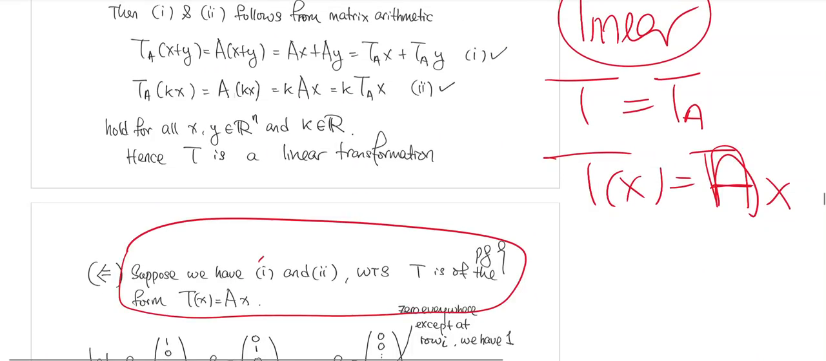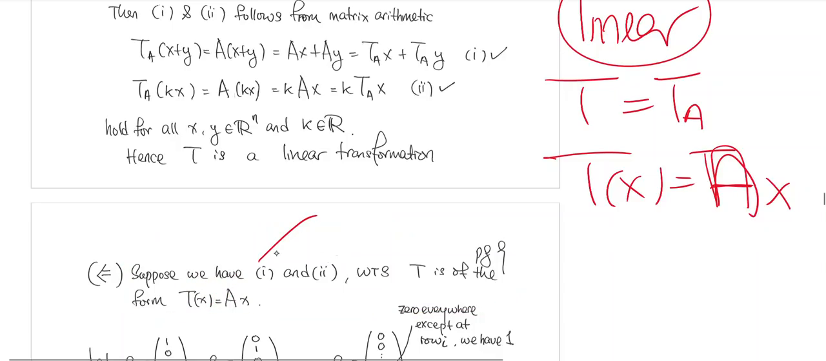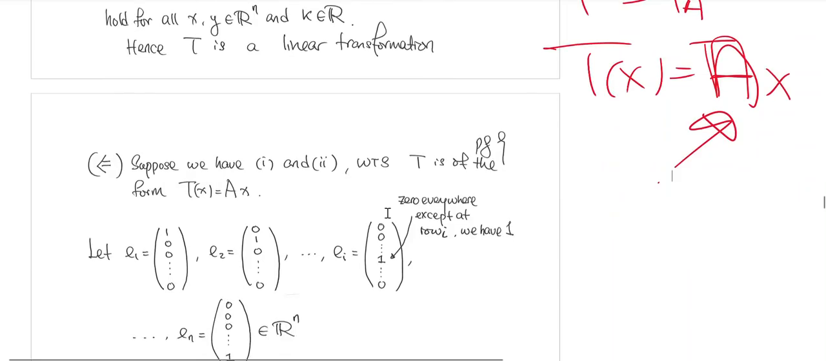Suppose that we have properties 1 and 2, making the transformation linear. We want to show that there is some matrix A such that the transformation is in the form of AX. In order to prove something like that, it will be great if you can find that matrix. If you can find that matrix, then everything will be cool. So in order to establish this proof, we are going to find that matrix A.